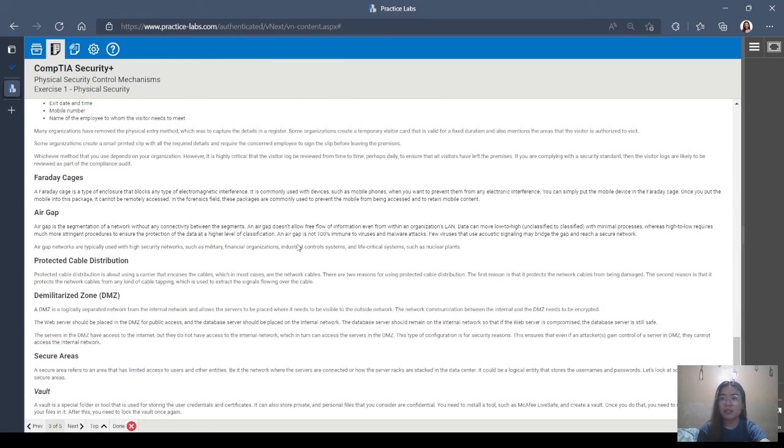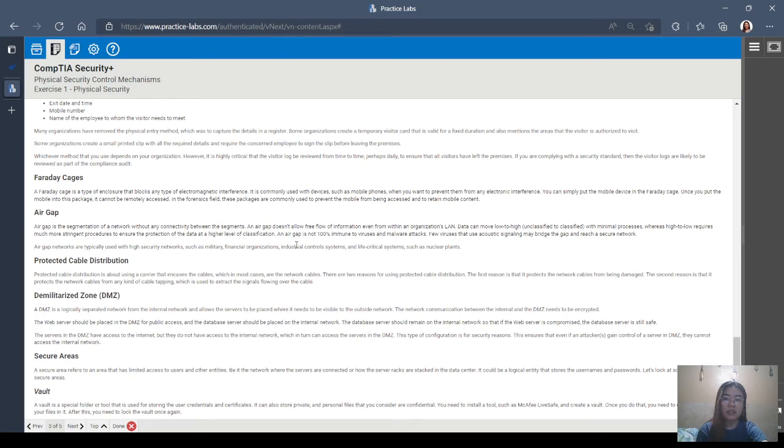Many organizations have removed the physical entry method, which has to capture the details in the register. Some organizations create a temporary visitor card that is valid for a fixed duration and also mention the areas that the visitor is authorized to visit. Some organizations create a small printed slip with all the required details, which requires the concerned employee to sign the slip before the visitor leaves the premises. Whichever method you use depends on your organization.